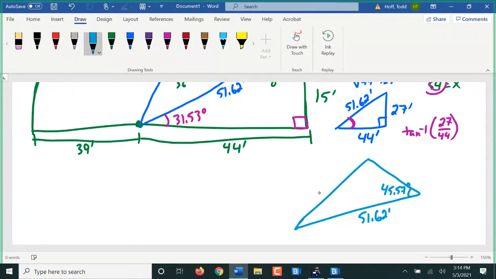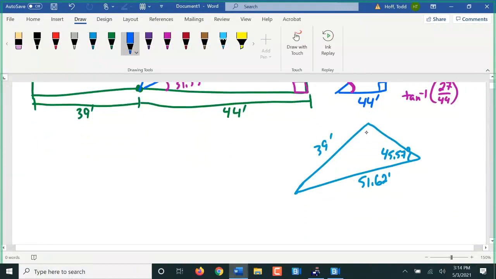Take a closer look at this triangle here. Really, the next thing we're going to find is this angle up here. We know that that is an obtuse angle. You have to know that because it's going to alter the way we calculate it here.